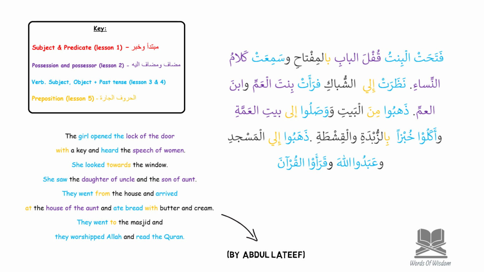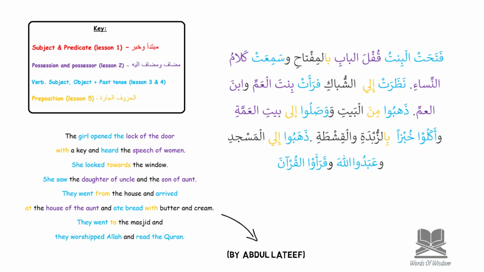I don't think you've covered a verb for seeing, which is ra'a. So this is why it will be fara'at. So she saw the daughter of the uncle. Bintal ammi. Because the daughter belongs to the uncle, and again the son belongs to the aunt. Wa ibn al khalati, or ibn al ammati, depending on which aunt you are talking about.